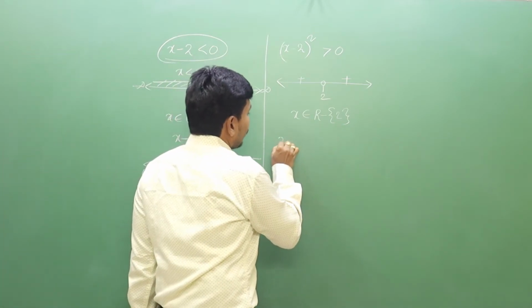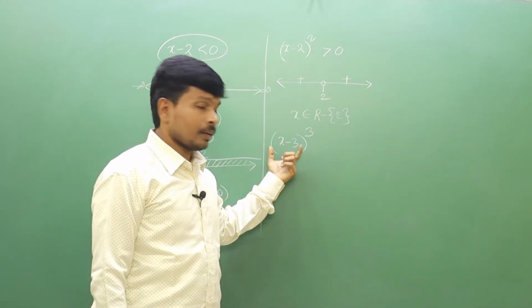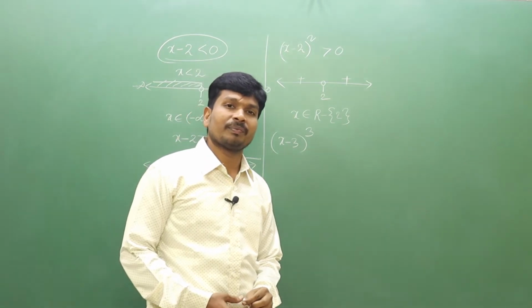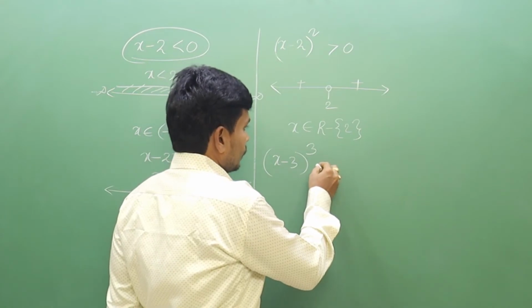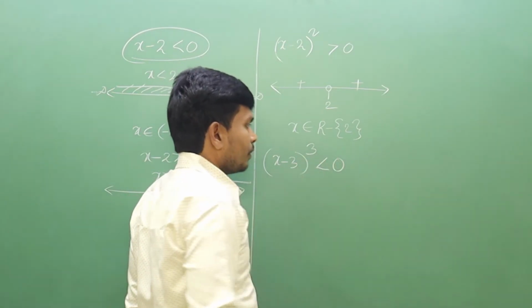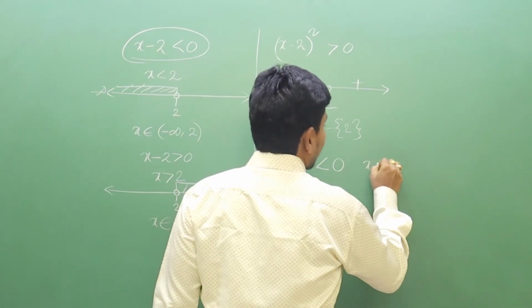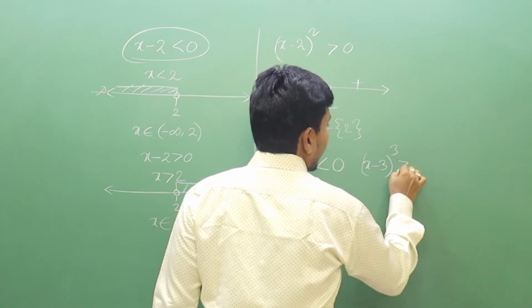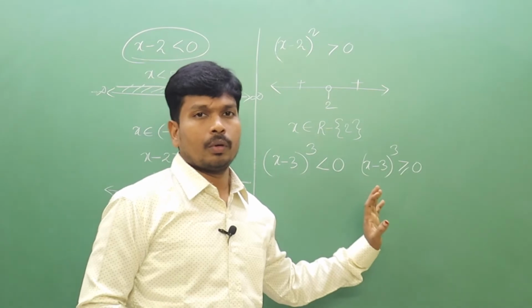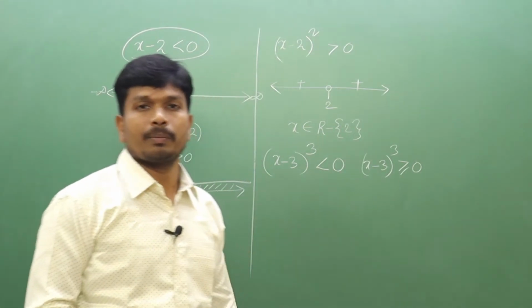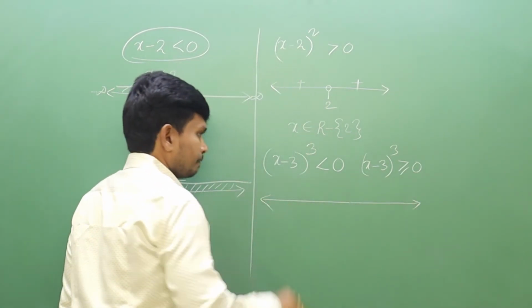Okay, one more I am giving you. X minus 3 whole cube. When does this expression give you 0? Yes, at x equal to 3. 3 minus 3, 0. I am asking you now, the solution of x minus 3 whole cube less than 0, and the solution of x minus 3 whole cube greater than or equal to 0. Two problems I gave you. I need solutions of these two problems. Say me, first what we have to do.